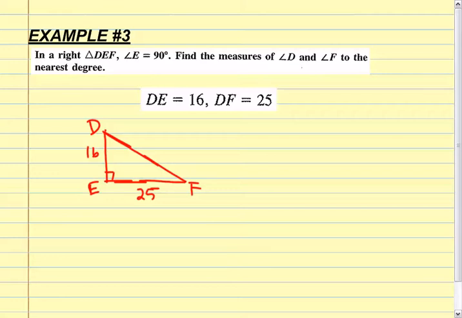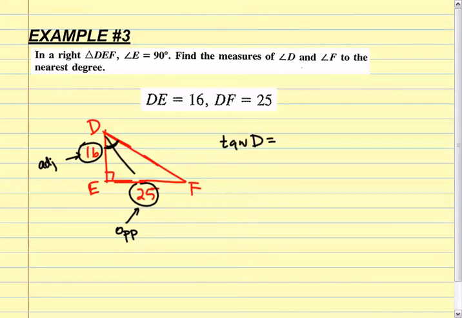Well, let's think about this. Let's figure out D first. Here's D. What are these two sides to D? This is the opposite. I don't use the hypotenuse at all for this one. This is the adjacent. These two sides are the tangent. So the tangent of D is equal to its opposite side, which is 25, over the adjacent side, which is 16.